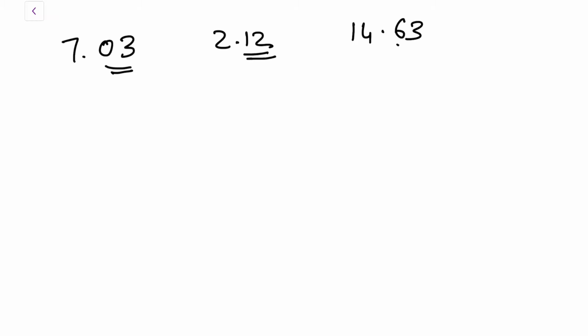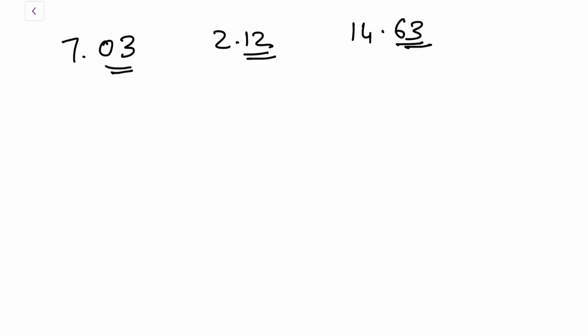What do I mean by that? I'll give you an example. 7.03, 2.12, 14.63. Now these are like decimals because they have the same number of decimal places, 2 decimal places.